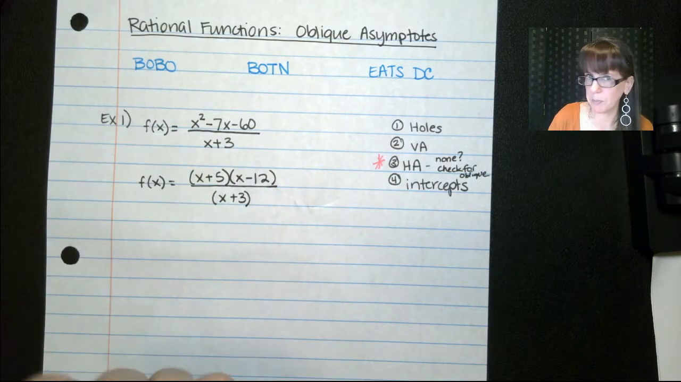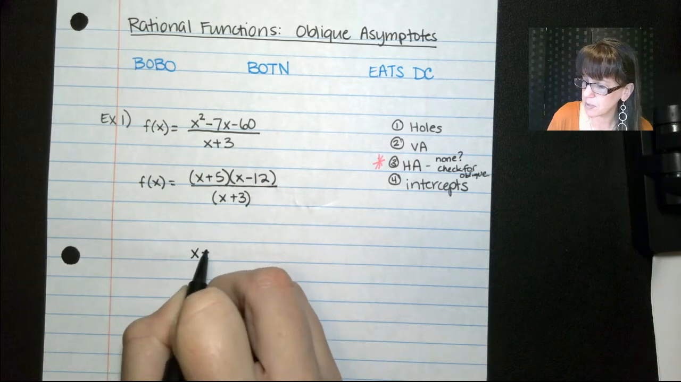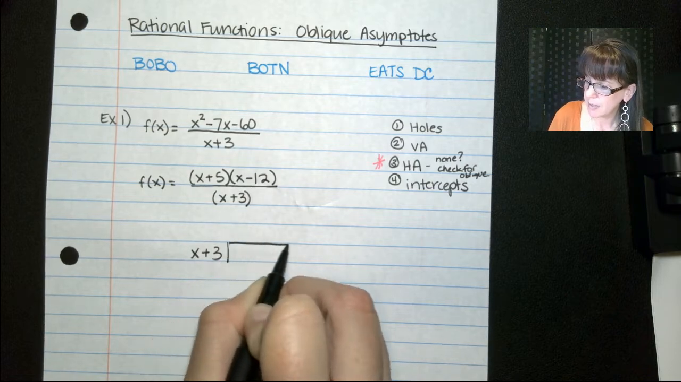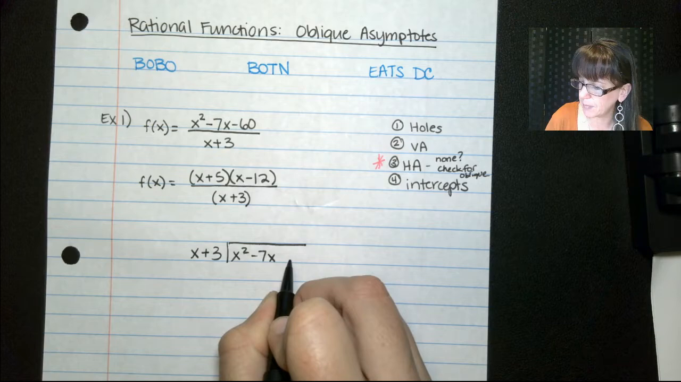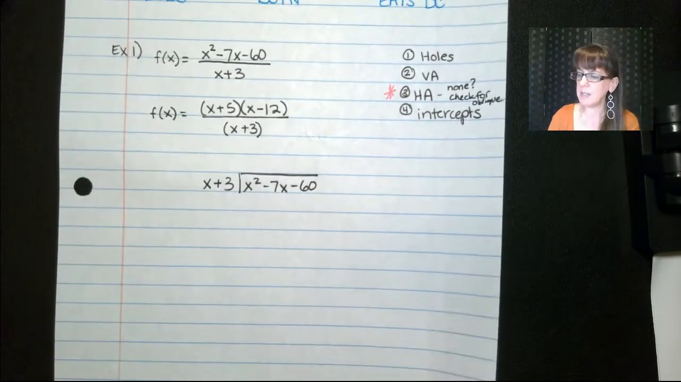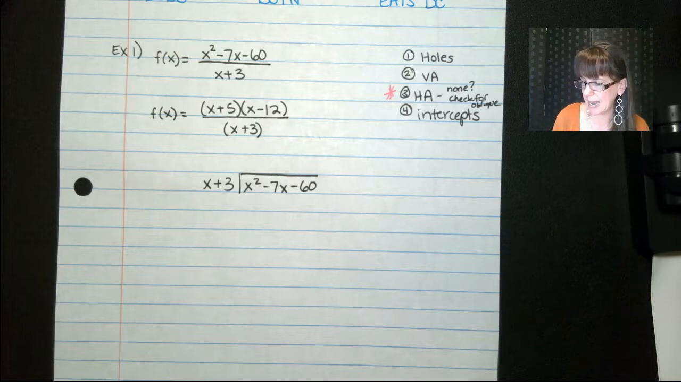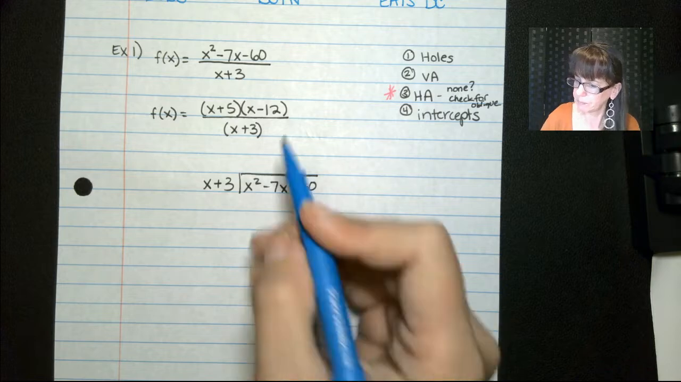And here's how you check for an oblique asymptote. You just do long division for these guys. So I say x plus 3 and divide that into x squared minus 7x minus 60. Okay, so here's what we do. We look at this and we say, what do I need to multiply x by to get x squared? Well, I just need to multiply it by x.